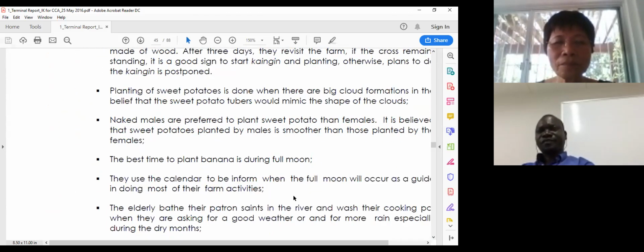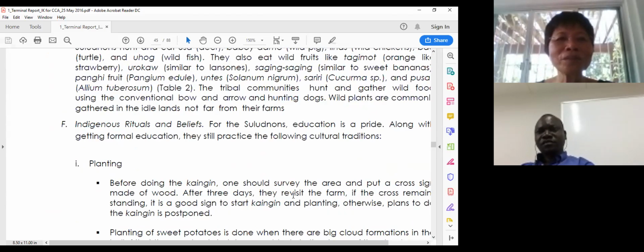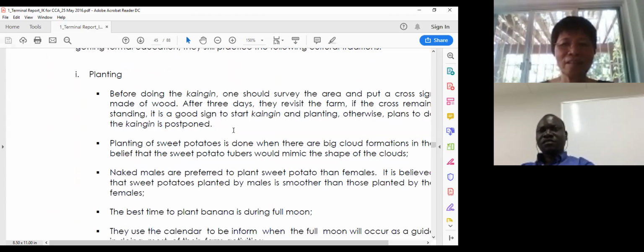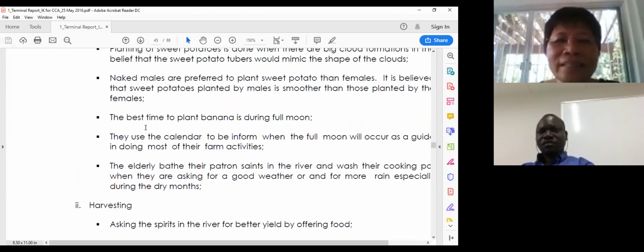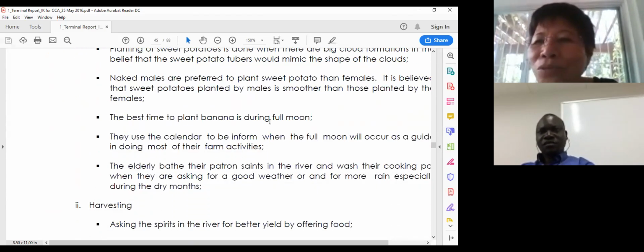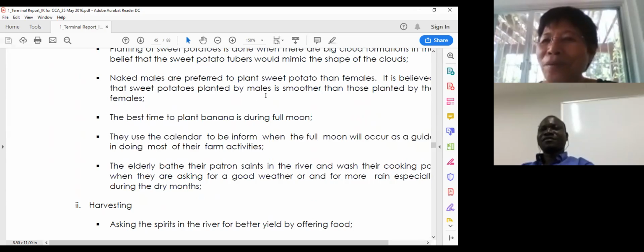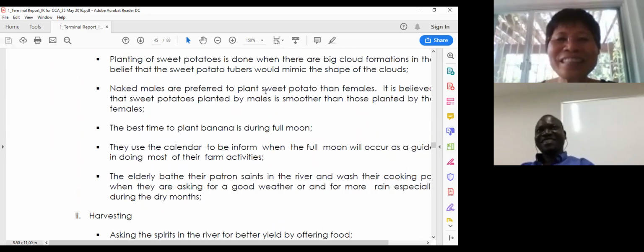They have a lot of rituals too. You know, they usually eat wild pig. They also eat wild fish and so forth. They said the best time to plant banana is during full moon. That's the best time. Naked males are preferred to plant sweet potatoes rather than females, because sweet potatoes planted by males are smoother than those planted by females. These are some of the views.